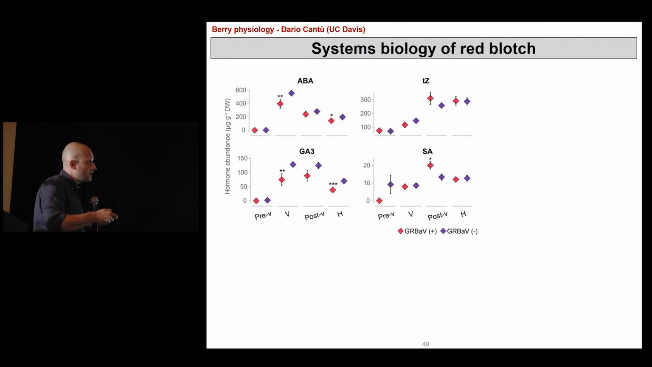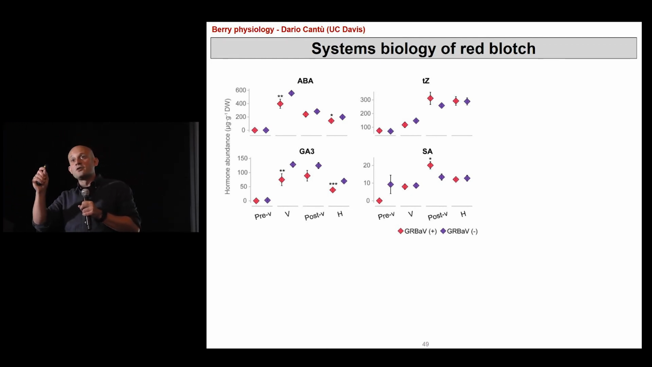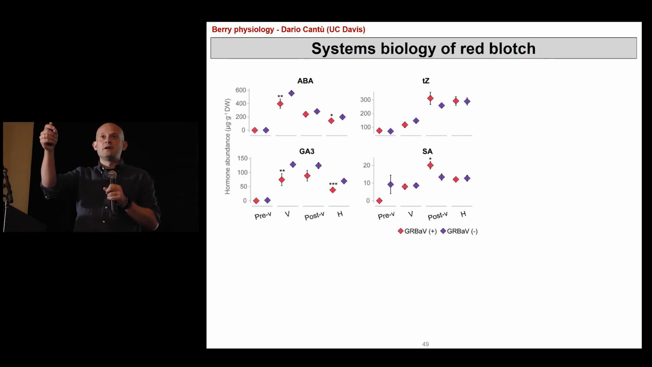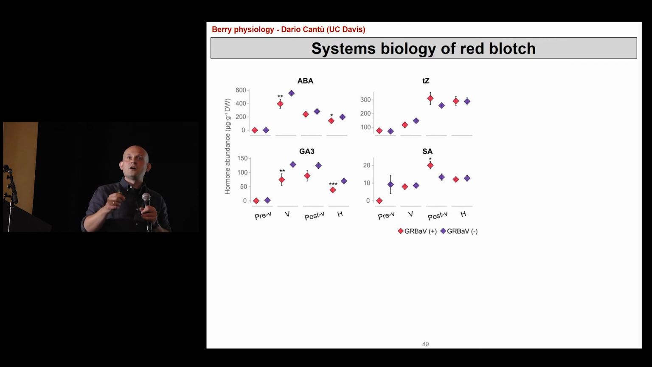And so red blotch reduces abscisic acid at veraison, and we know that it does it by suppressing the key molecule that makes ABA. We don't know how it does it. We don't know if it's a direct effect or indirect effect of the virus.